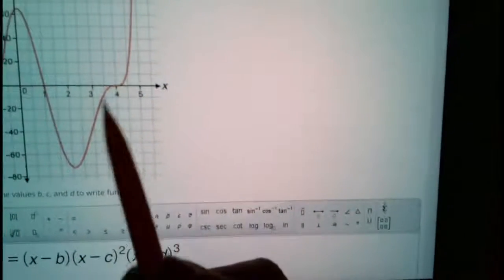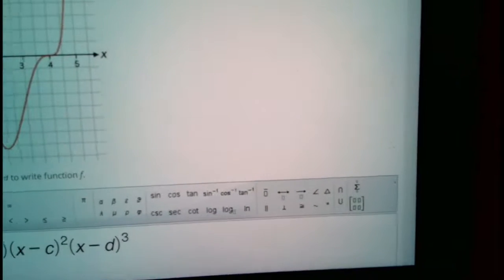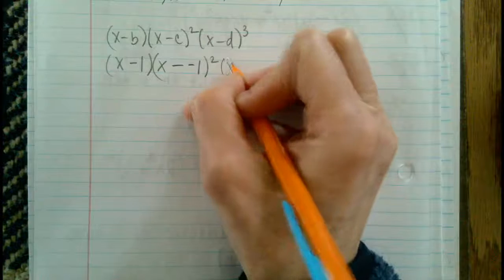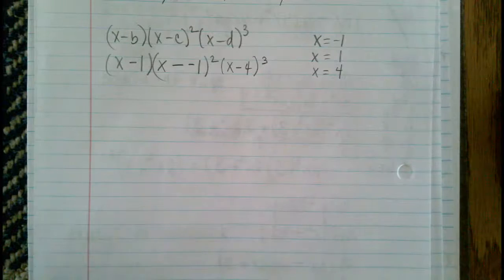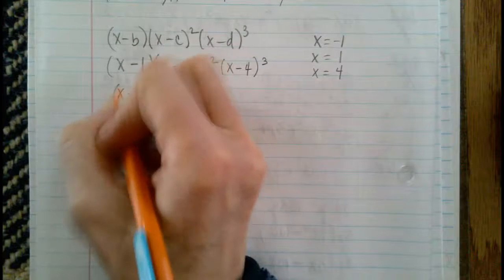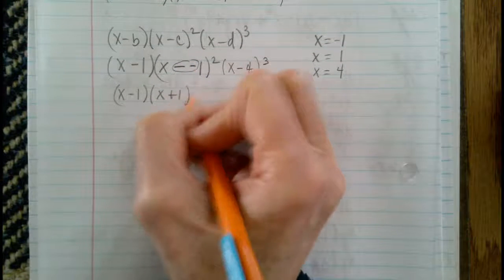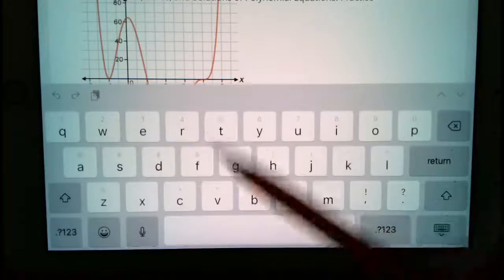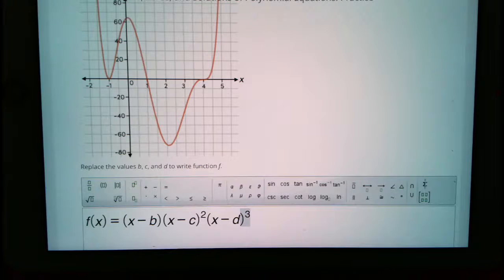And when you look at this last one, at x equals 4, when I put that back in, we only have one place to go, so it's going to go in for d here. So this is going to be x minus 4 cubed. And I can write that just a little bit better here. It's going to be x minus 1 times x plus 1, because double negative gives us a positive, squared, and x minus 4 cubed. Once again, as I put this down, I just want to point out, oh, darn it, the sideways s, which means that it's a cubic polynomial.